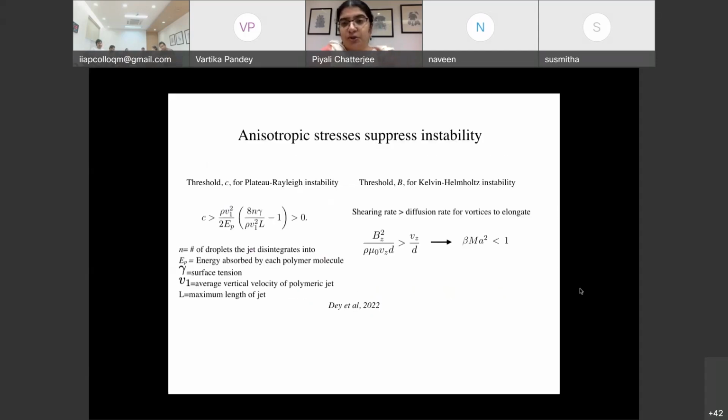In parallel, we can do some more scaling argument calculation, and what we found is there's a threshold concentration of the polymer which is going to prevent or suppress the Plateau-Rayleigh instability in the polymeric fluid. Similarly, there's a threshold magnetic field in the plasma which is going to suppress the Kelvin-Helmholtz instability. So we basically have these two parallels: the concentration in the polymer, which is equivalent in some way to the magnetic field in the MHD case.